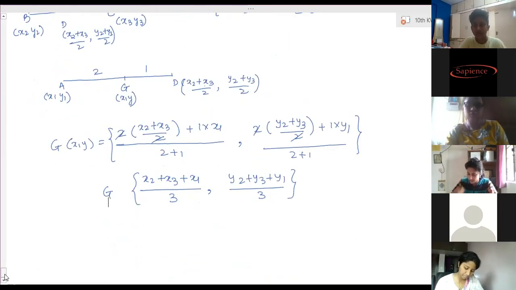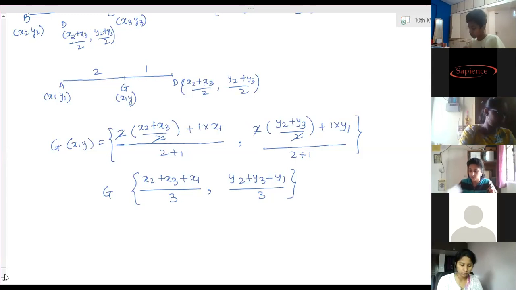First one answer: 1 minus 1 0, 3 by 3 1, 4 minus 1 3, 3 minus 2 1 by 3. What's the answer of first part? First: 1 comma 1 comma 1 by 3. 1 comma 1 by 3, right?